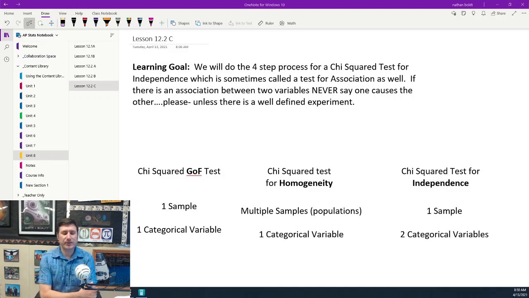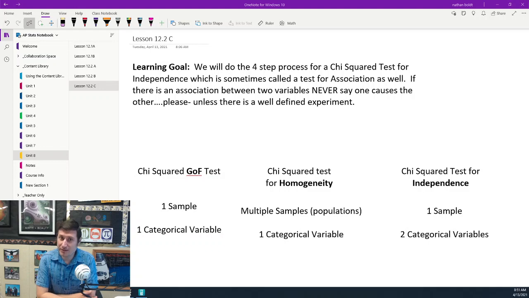Hello, AP Statistics students. In this video, we're doing our last chi-squared test, all right? The chi-squared test for independence, which is sometimes also referred to as a test for association. We're seeing, is there an association between two variables? Does knowing something about the one affect the probability of the other? That's independence. If they're independent of each other, that means there is no association between them. If they are not independent, then there is an association.